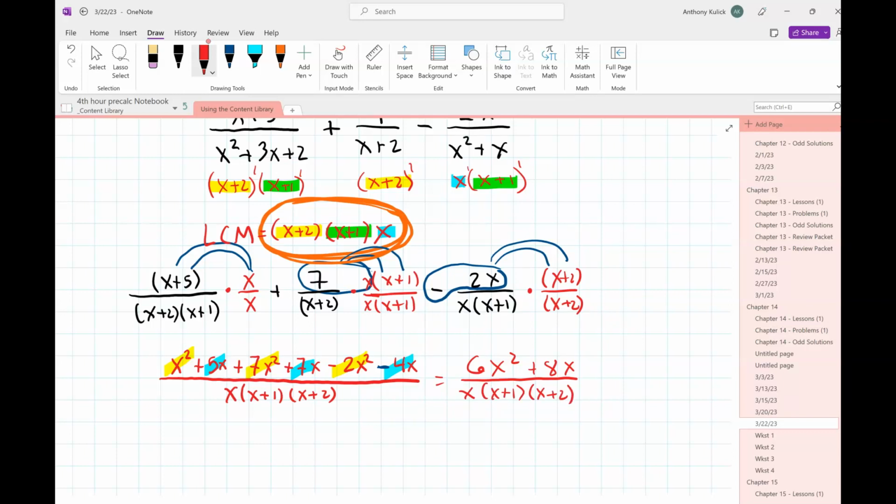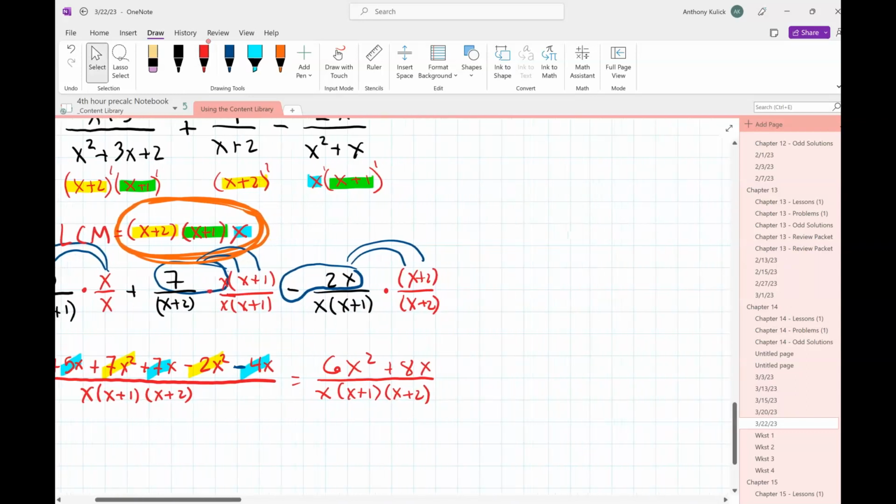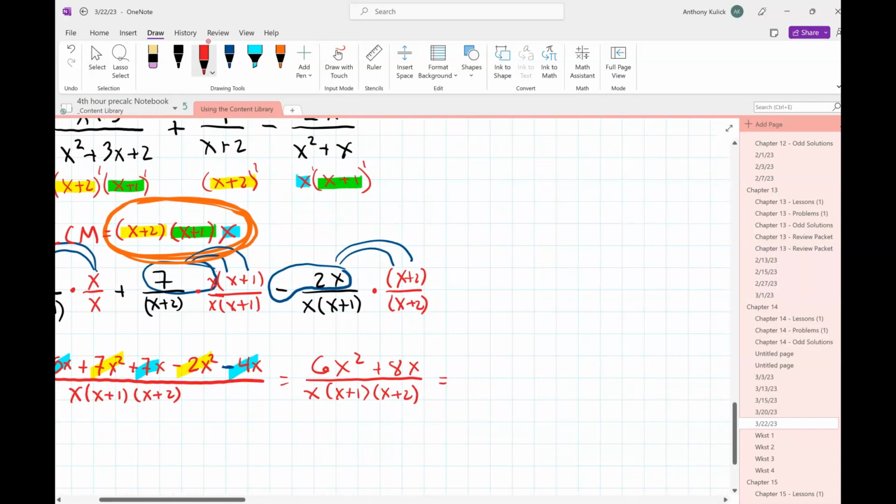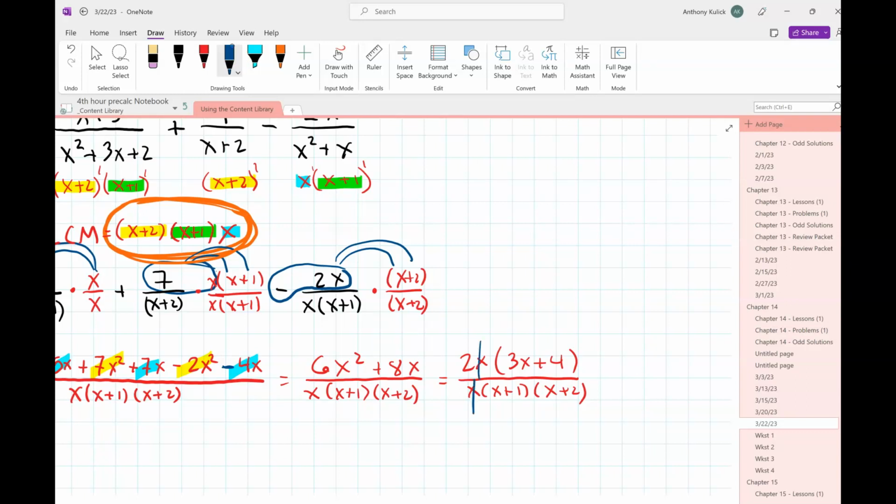Can I reduce at this step? Well, not quite yet. What do I need to do in order to reduce? Got to factor the numerator, right? How do I factor 6x squared plus 8x? I can take out a 2x. Good. Anything to reduce? Yeah, there is. The singleton x.